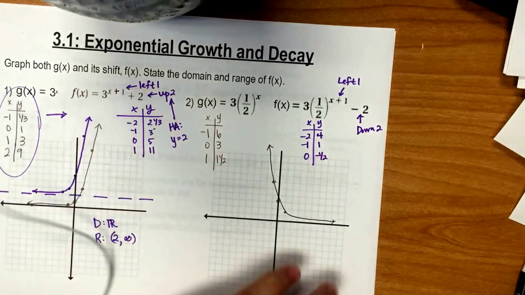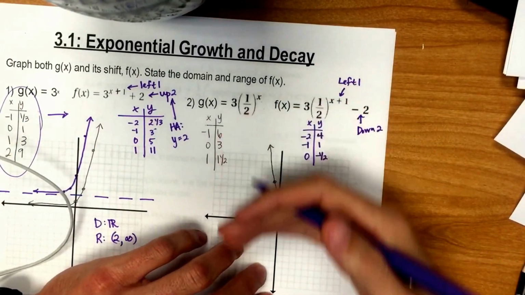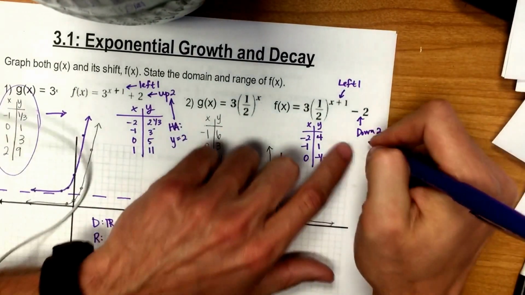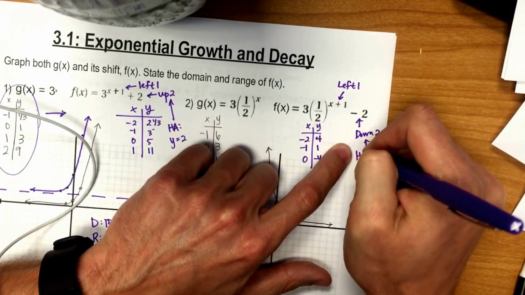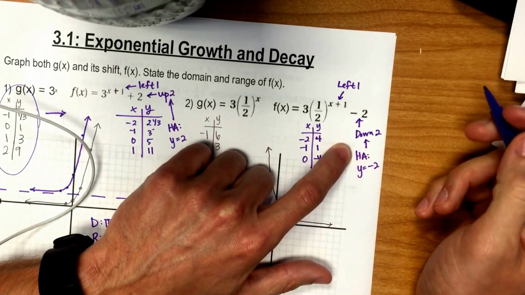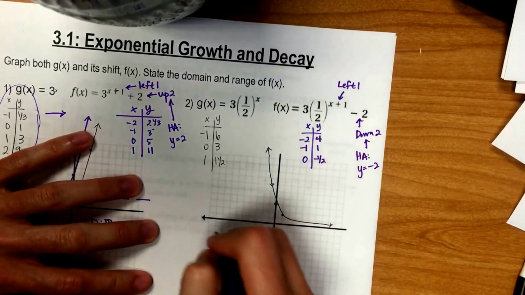The last thing you need to realize, since the whole curve is going to go down, my horizontal asymptote is going to go down also. That always comes from whatever your shift here is. So since we went down 2, my horizontal asymptote is going to be at -2.